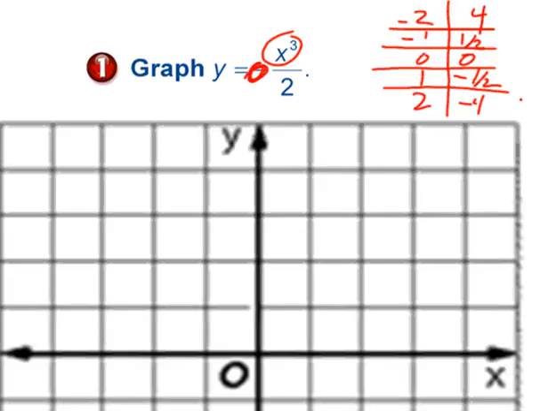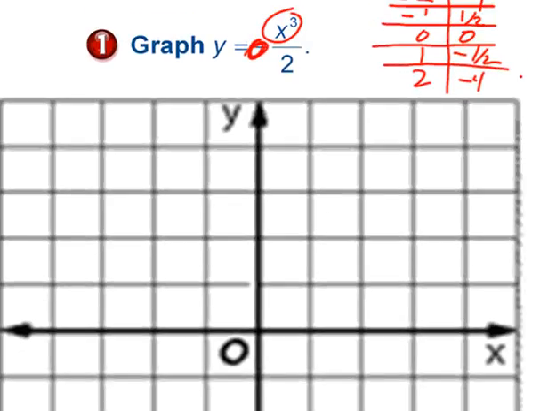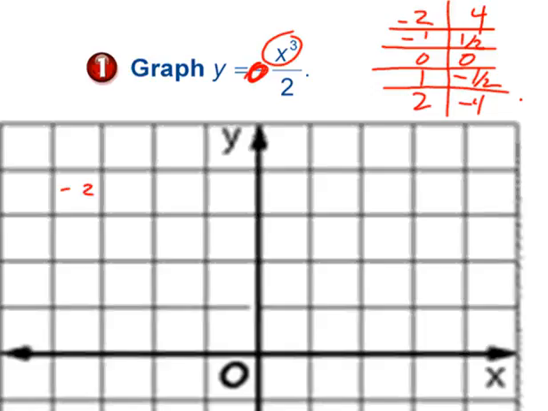All right, so let's try to graph these here. Again, my ordered pairs are -2, 4, -1, 1/2, 0 and 0. That should be -1/2. Or is it? Let me see here. -1 cubed would be -1, well, it would be +1/2. Sorry about that. It is +1/2. And 0, 0, and then 1, -1/2, and the last one is 2, -4.